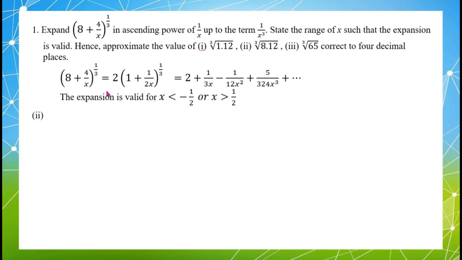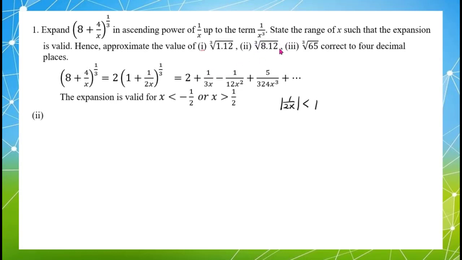Now question number 2, we are going to use this binomial expansion to find the approximate value for the cube root of 8.12. When we look at these two values, even though both are under the power of 1 over 3, we can see that the values are greatly different. For this binomial expansion, we know that for the expansion to be valid, the value of 1 over 2x must be less than 1. So therefore, the total value for 1 plus 1 over 2x is approximately 1. Compared with 8.12, they are greatly different.